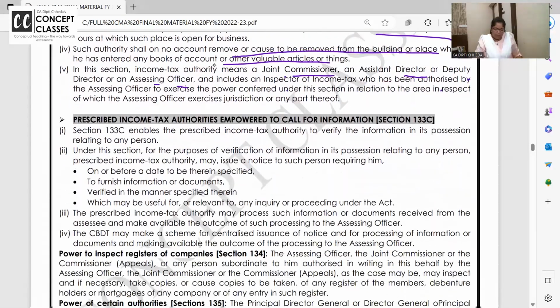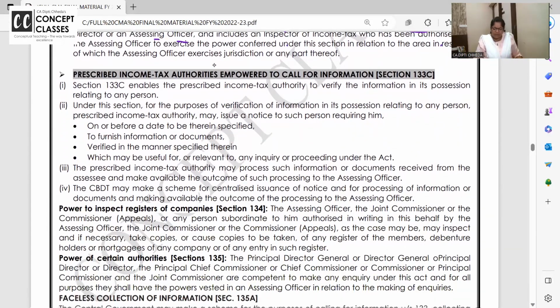Sure. Prescribed income tax authorities empowered to call for all other information. अब ये सब just are for reading है, ये हो गया. Major part is done. Section 133C enables prescribed income tax authorities to issue a notice to a person requiring him on or before a date to furnish information in this manner which may be useful for assessment. Prescribed income tax authorities may process such information.